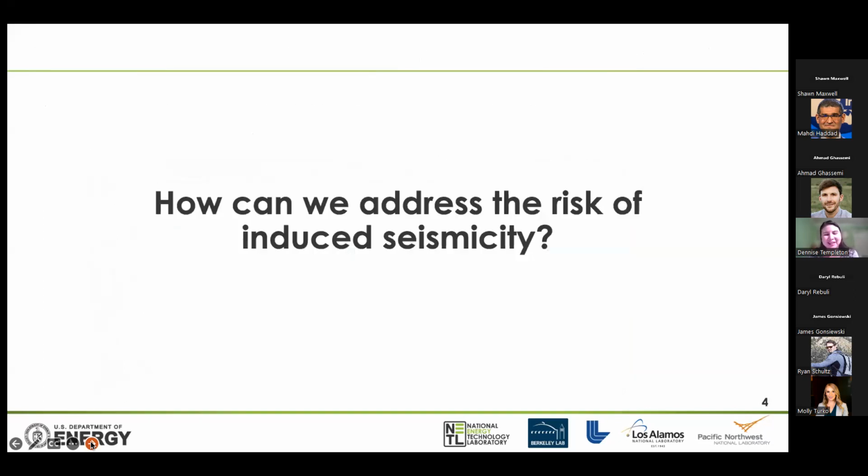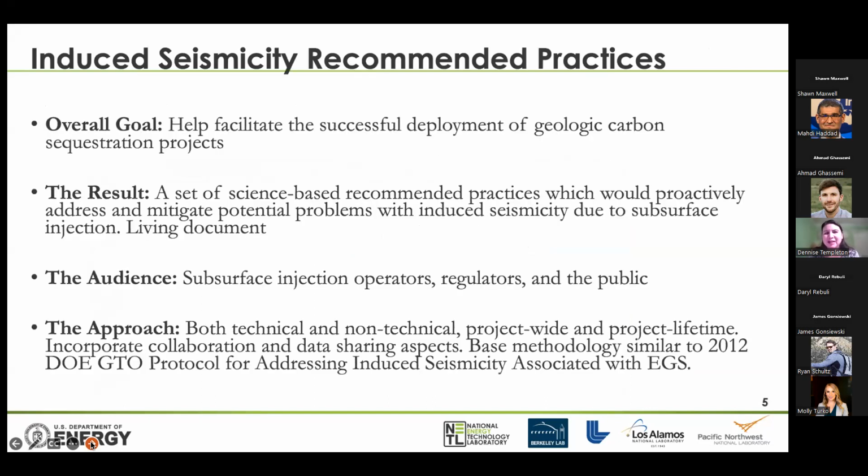Okay, so specifically, how can we address the risk of induced seismicity? We developed a set of induced seismicity recommended practices. Again, our overall goal is to help facilitate the successful deployment of geologic carbon sequestration projects. We've developed a set of science-based recommended practices, which would proactively address and mitigate potential problems with induced seismicity. But this is really a living document. We ended our research and collaboration phase about a year ago now.